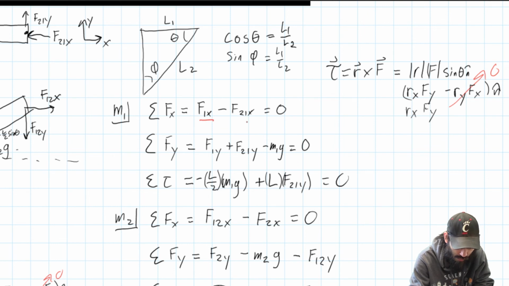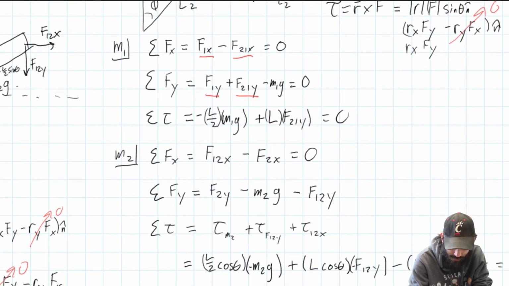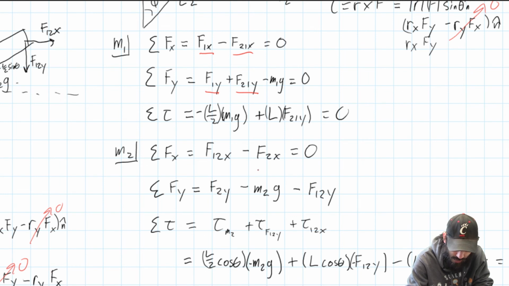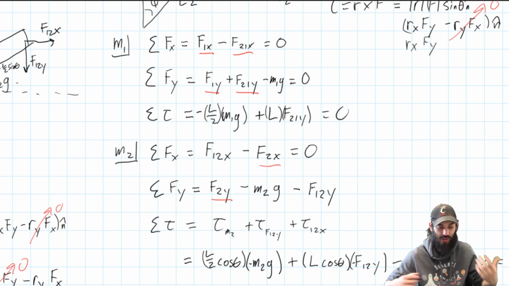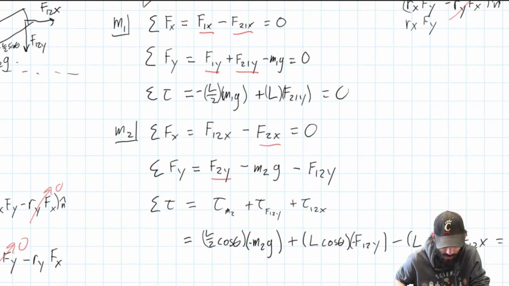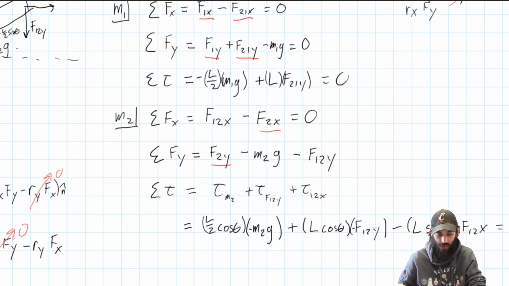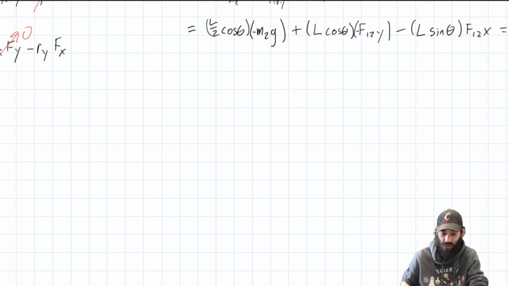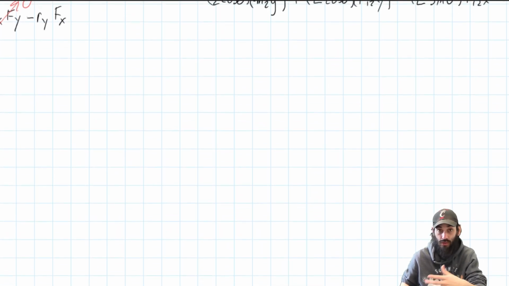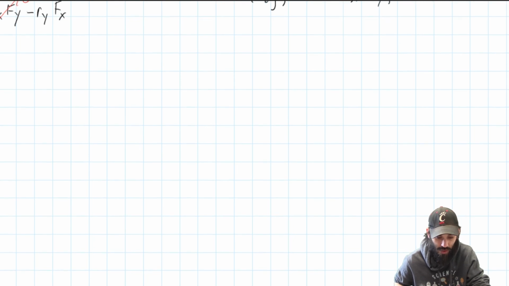We don't know f1x, we don't know f21x, we don't know f1y, we don't know f21y, we don't know, let's see, what else don't we know? We don't know f2x and f2y. So there's 6 equations and 6 unknowns in the end. At this point, if I had to solve this, I would be tempted to do it with a computer and use some linear algebra rather than doing it by hand.